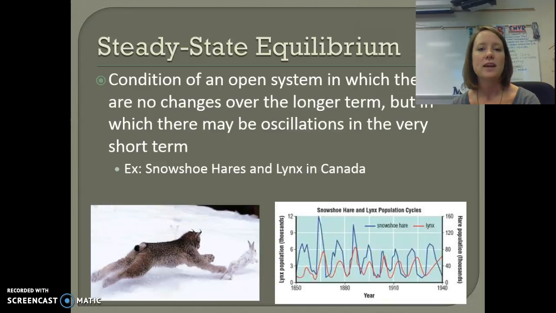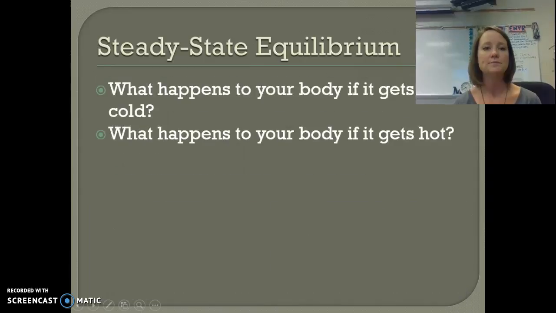We see that when the hare population rises, the lynx have a greater food source and their population rises. Well, when the lynx population rises, they eat more hares, causing the hare population to drop. When the hare population drops, the lynx lose their food source and their population drops. But if we look at this, even though there are oscillations, the general pattern stays pretty steady. That's why we call this a steady state equilibrium.